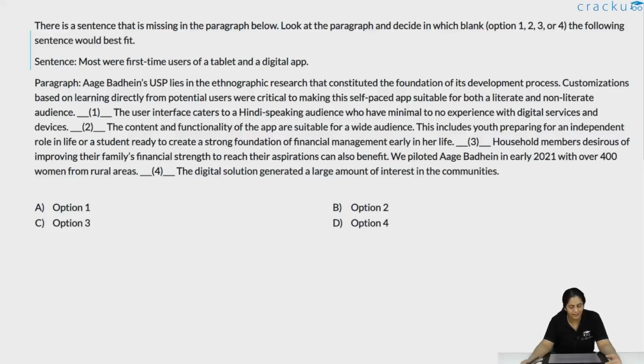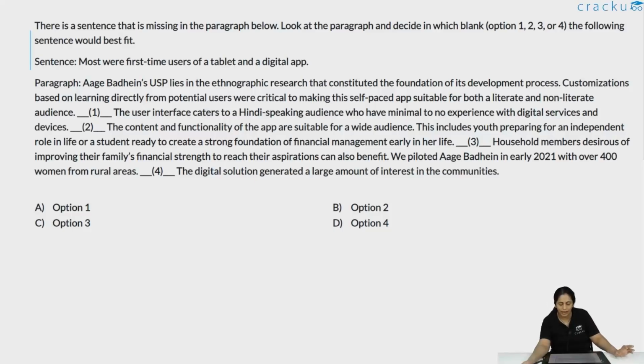Aage Badhe's USP lies in the ethnographic research that constituted the foundation of its development process. Customizations based on learning directly from potential users were critical to making this self-paced app suitable for both a literate and non-literate audience. The user interface caters to a Hindi-speaking audience who have minimal to no experience in digital services and devices. The content and functionality of the app are suitable for a wide audience. This includes youth preparing for an independent role in life or a student ready to create a strong foundation of financial management early in her life. Household members desirous of improving their family's financial strength to reach their aspirations can also benefit.